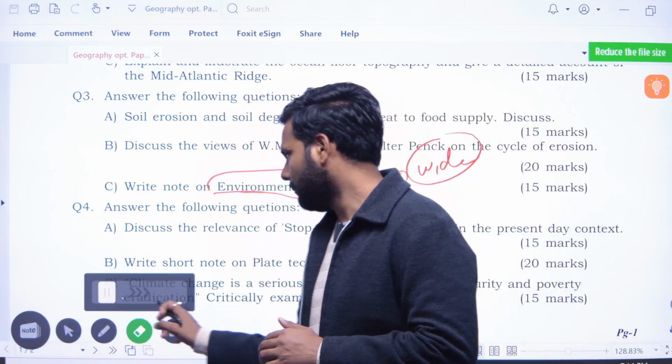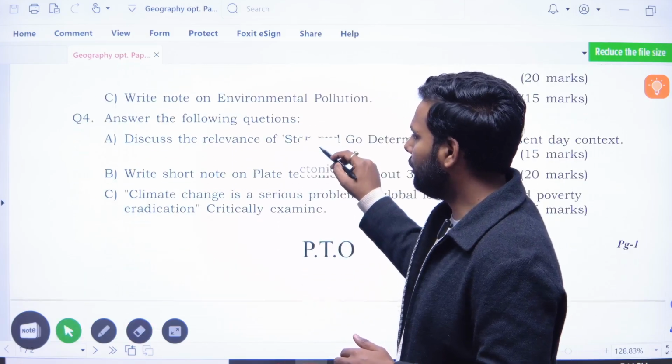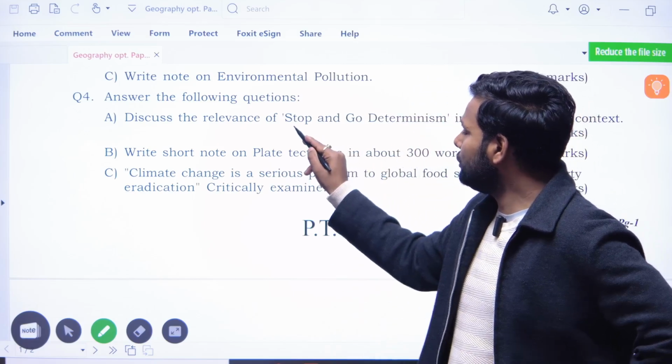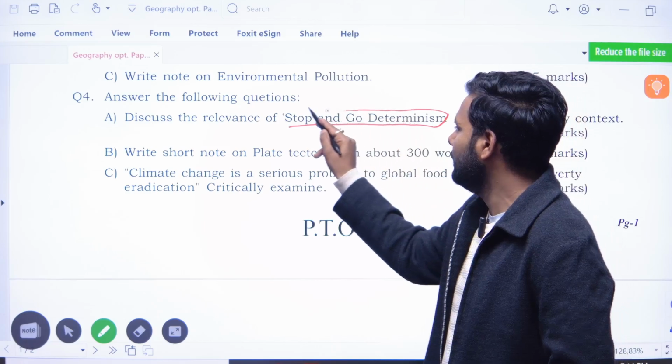Okay. Now we are moving to another section. Answer the following questions. Discuss the relevancy of stop and go determinism. This is very important.